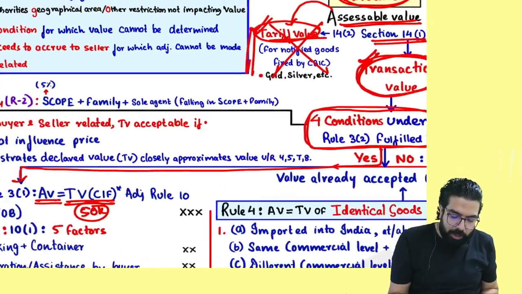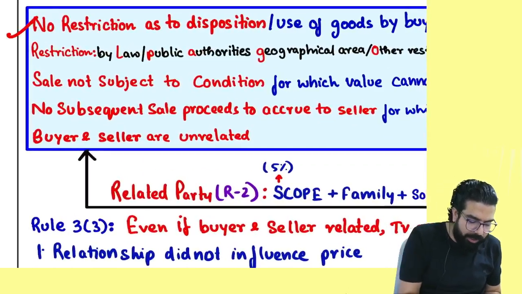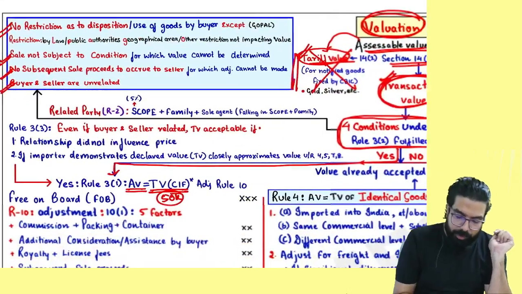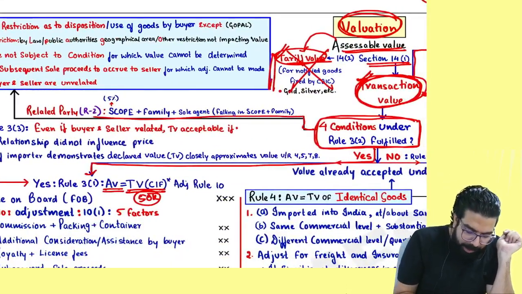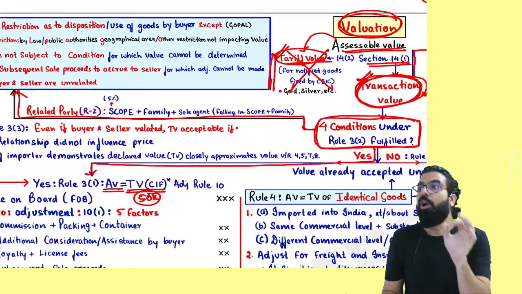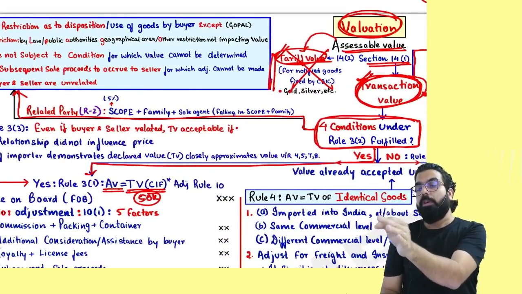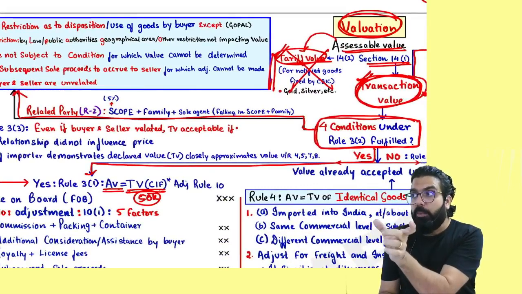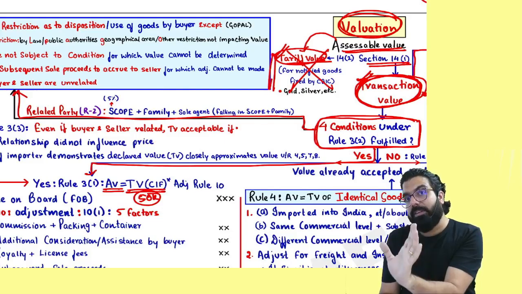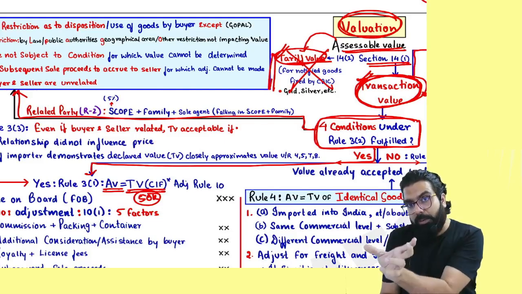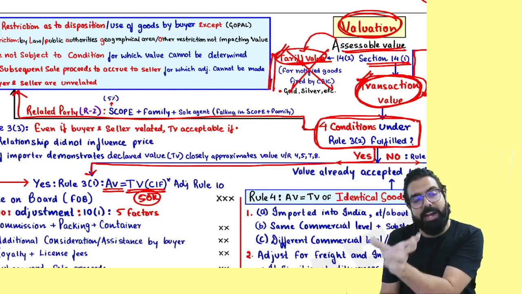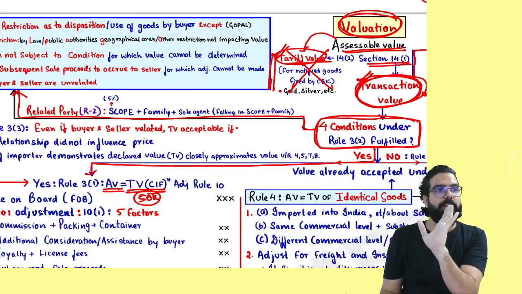But what are the 4 conditions? These are the 4 conditions over here. 1, 2, 3, 4. Everyone listen. They are telling there are 4 conditions which you have to fulfill. Only then the value which you declared will be accepted as the transaction value and receivable value, and you have to pay the duty on that receivable value. Is my point clear to all?